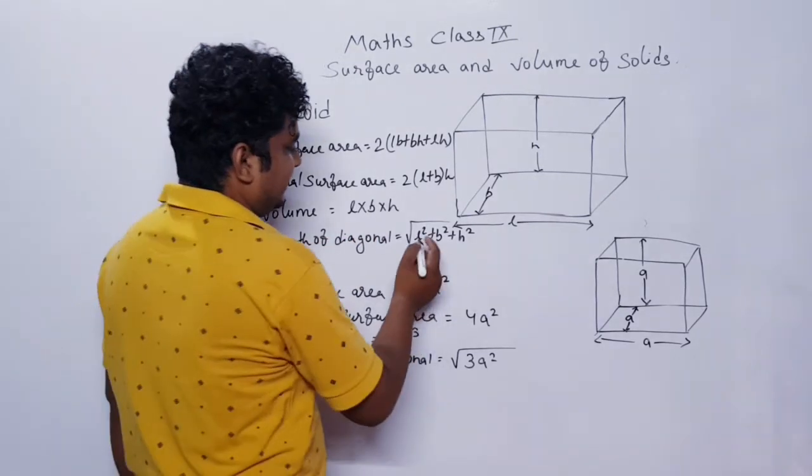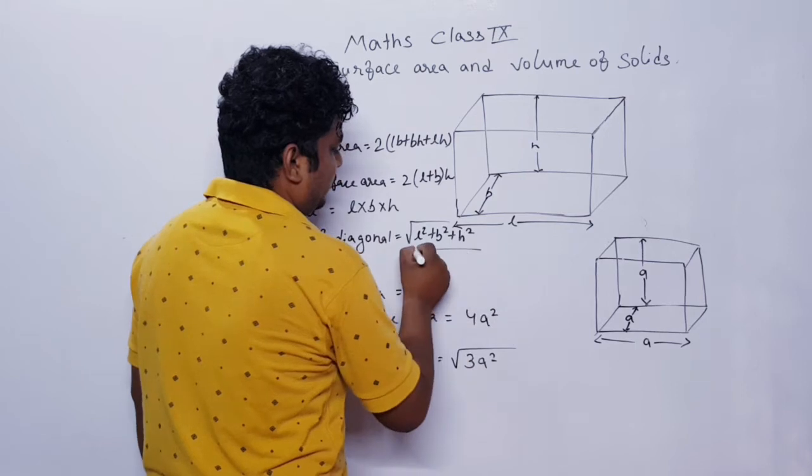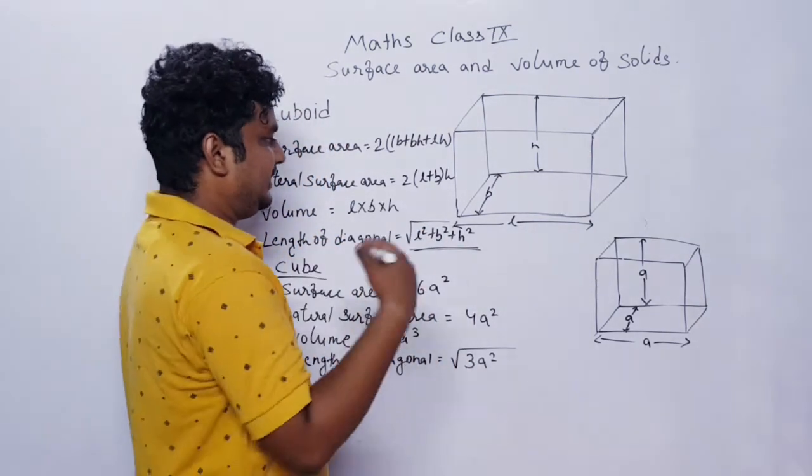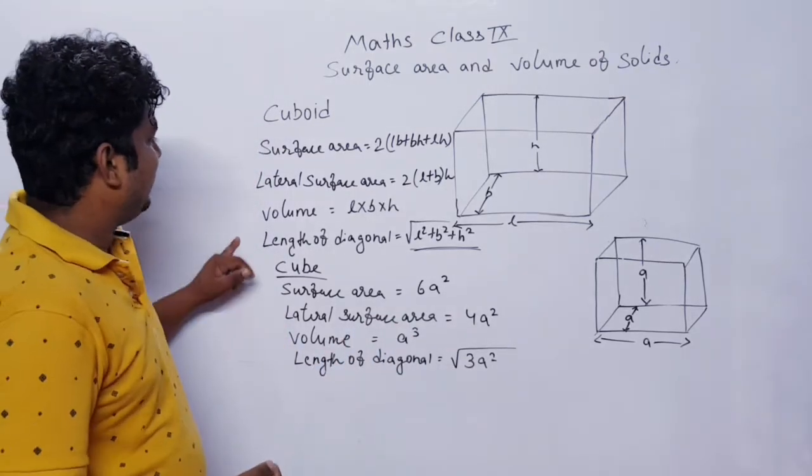Length of the diagonal: whenever we are finding the length of the diagonal, that will be root over L square plus B square plus H square. That is the length of the diagonal. So these were the formulas for the cuboid.